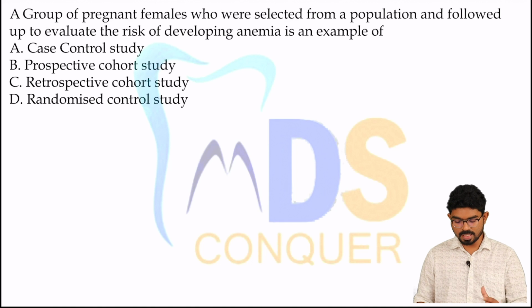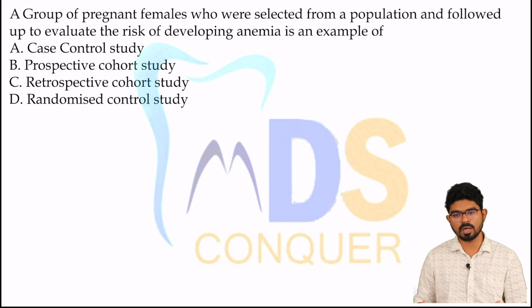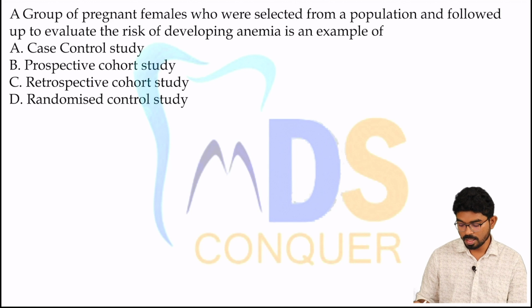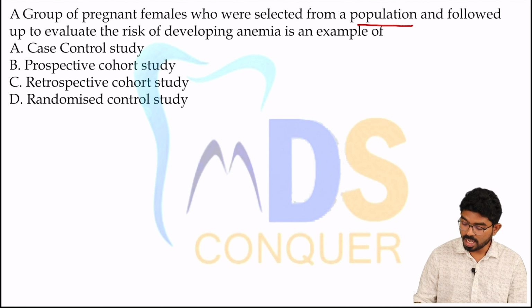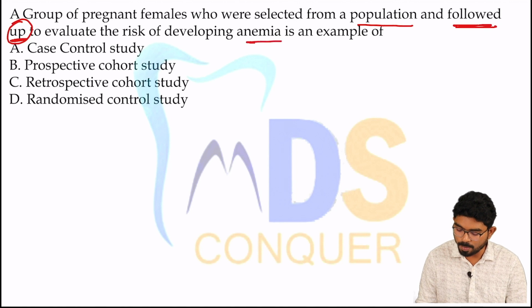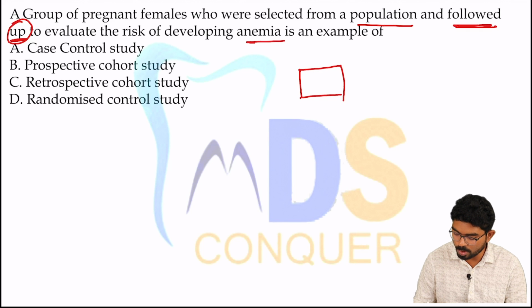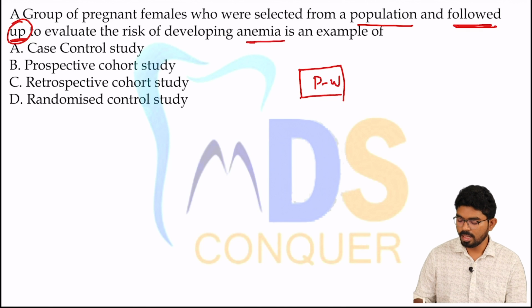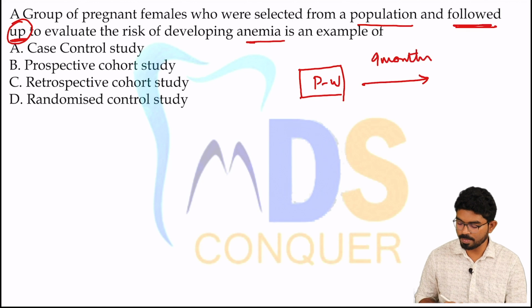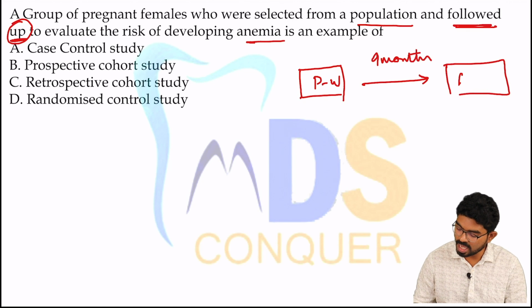The next one is a study-related question, which is already discussed. You can go back and check your cohort and case control study videos on the YouTube channel. But the question is very simple. A group of pregnant females were selected from the population and followed up to evaluate the risk of development of anemia. So you have taken the pregnant women, kept them under follow-up for 9 months, that is the pregnancy period, and then tested whether they have got anemia or not.